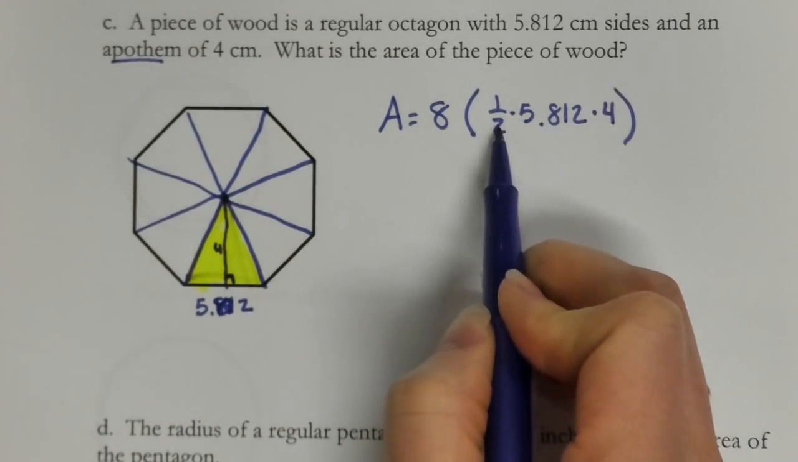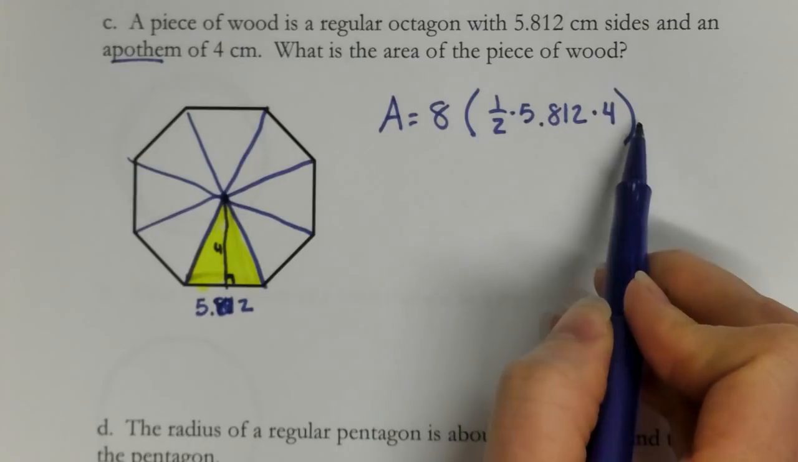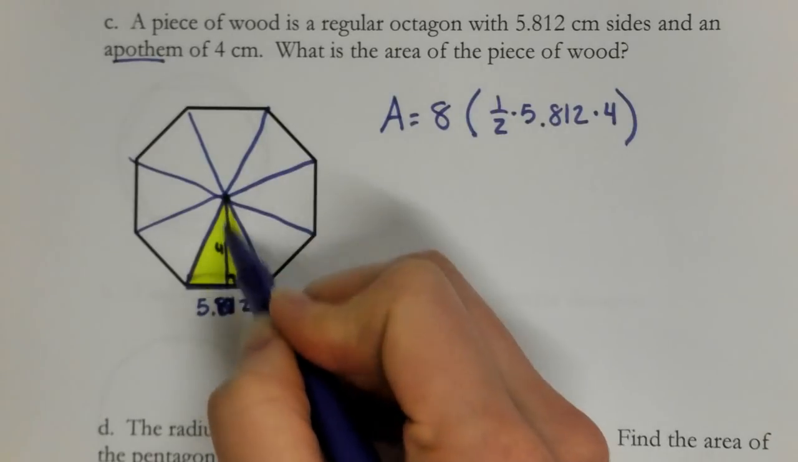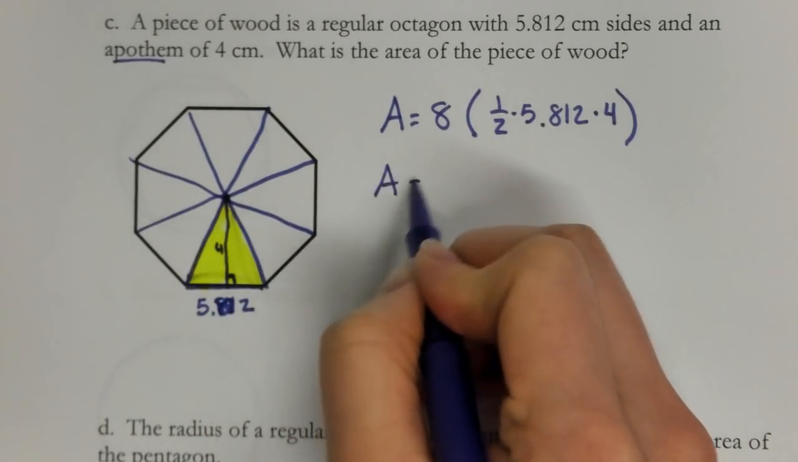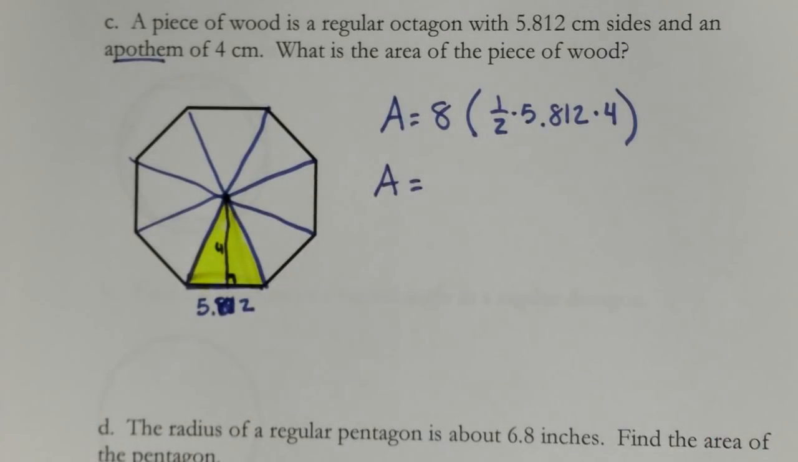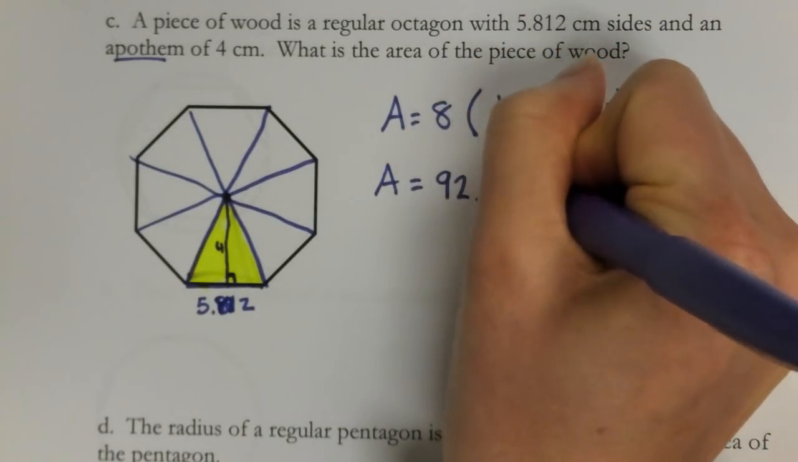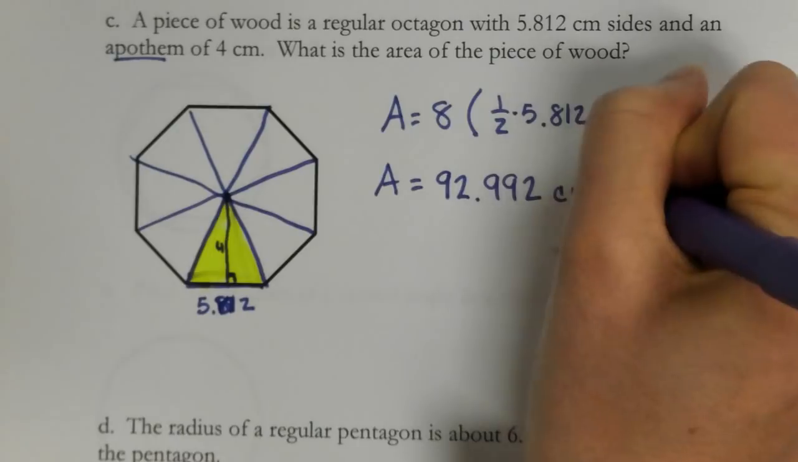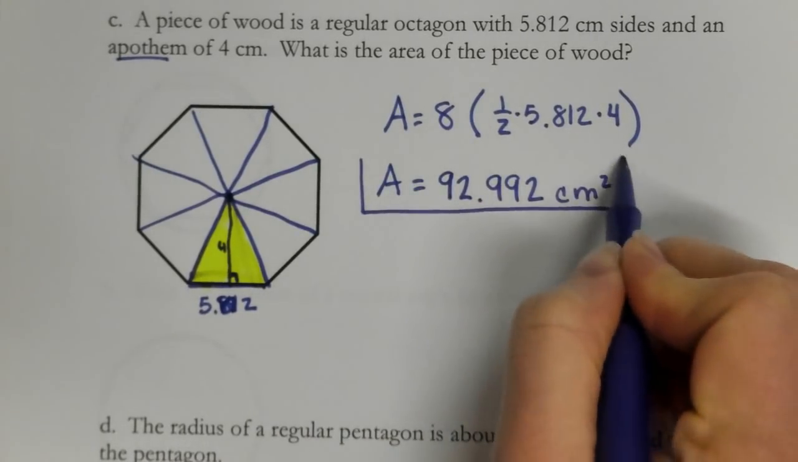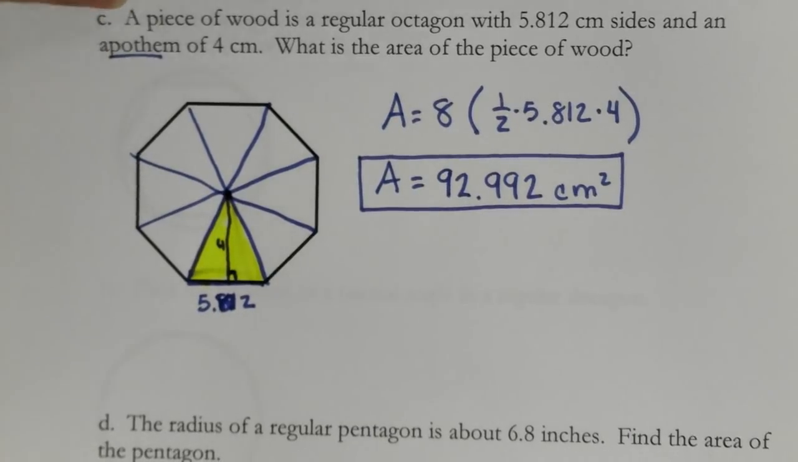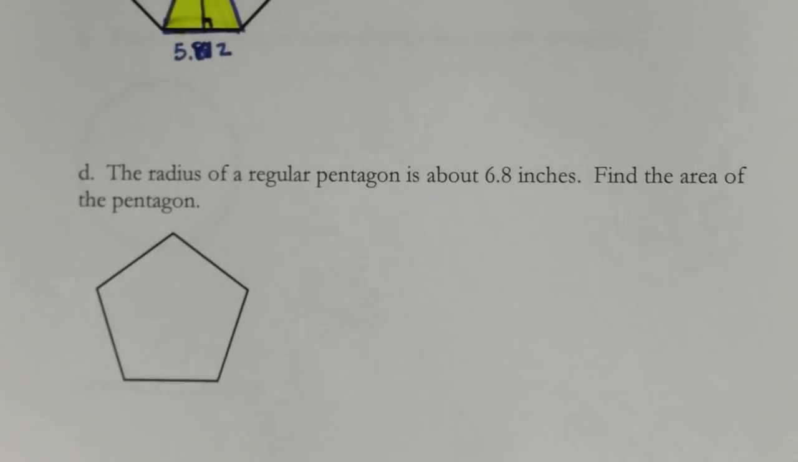8 triangles, 1/2 base times height for the triangle. The base is going to be your side length. The height is going to be your apothem. Now you can just punch all of that into your calculator. 92.992 centimeters squared. There you go.